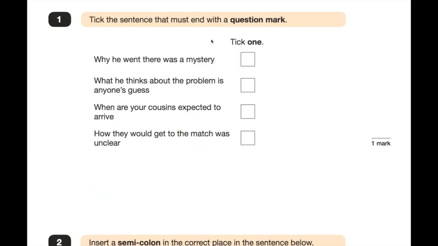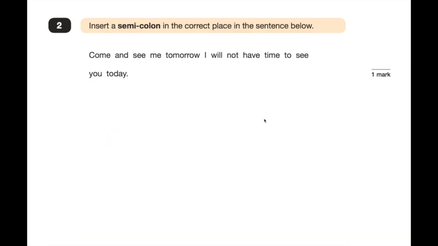Question 1 says, tick the sentence that must end with a question mark, so we know that must be a question. And if you read them all, you can tell that this one here is a question. When are your cousins expected to arrive? That's the answer. Number 2, insert a semicolon in the correct place in the sentence below.